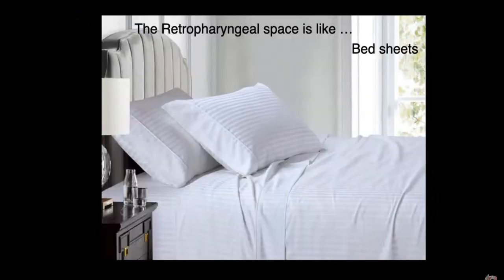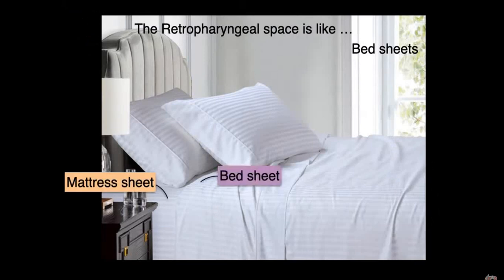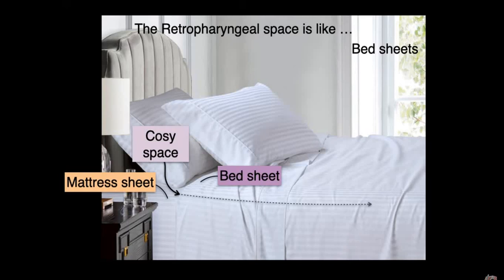So the retropharyngeal space is like bed sheets. So when we take a look at this bed, oh, that's a nice bed. That's not my bed, looks like. There's the mattress sheet, and then there's another bed sheet. And the cozy space is right in there, between the bed sheet and the mattress sheet. So the space is there, but the only way to get in there is you push your feet into that cool, comfortable space, and that's what separates the two sheets, because the space is not really there. It's potential, but you have to form it by pushing something in there.